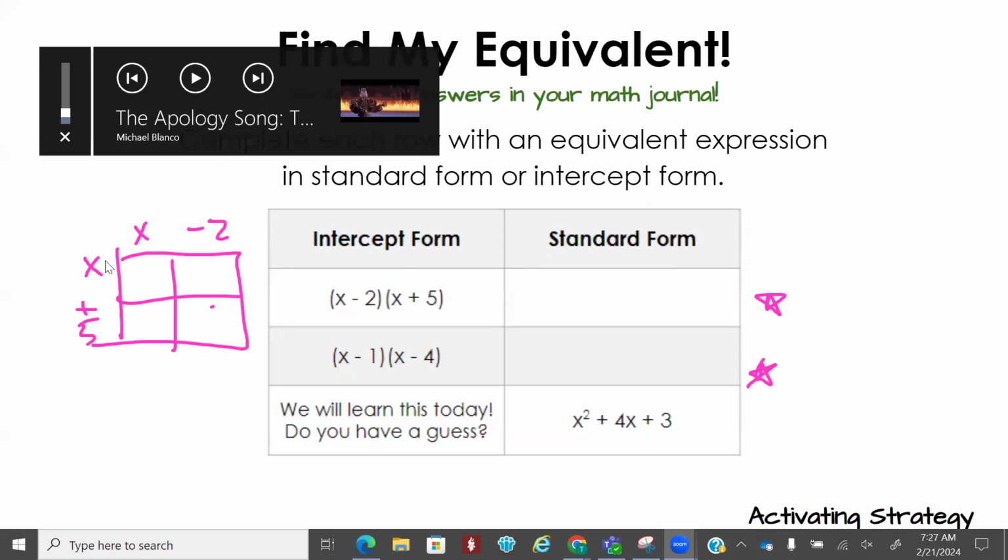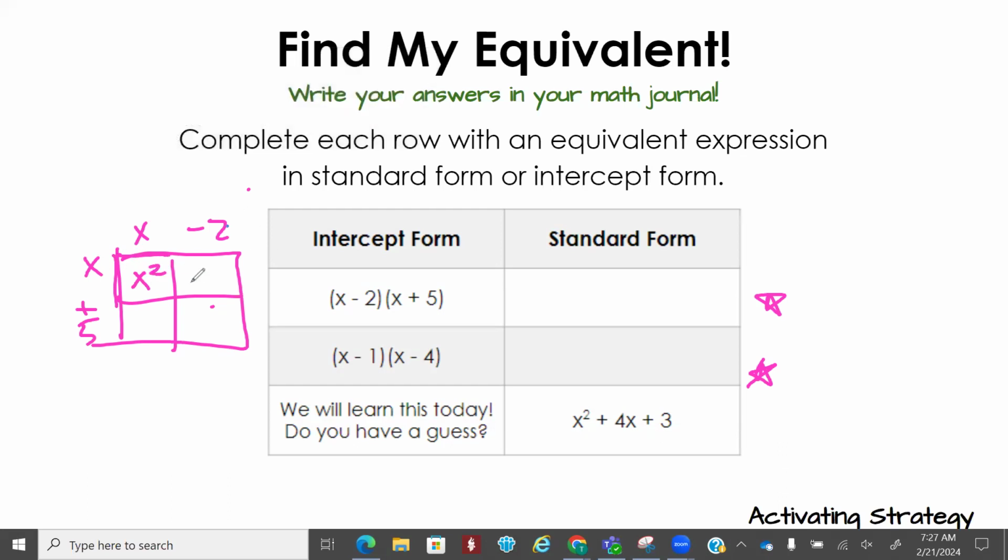Let me put pause on. Okay. So when we multiply this out, remember we multiply the side lengths to fill in the boxes. So x times x gives us what? X squared. Okay. -2 times x gives us -2x. X times 5 gives us 5x. And -2 times 5 gives us -10.